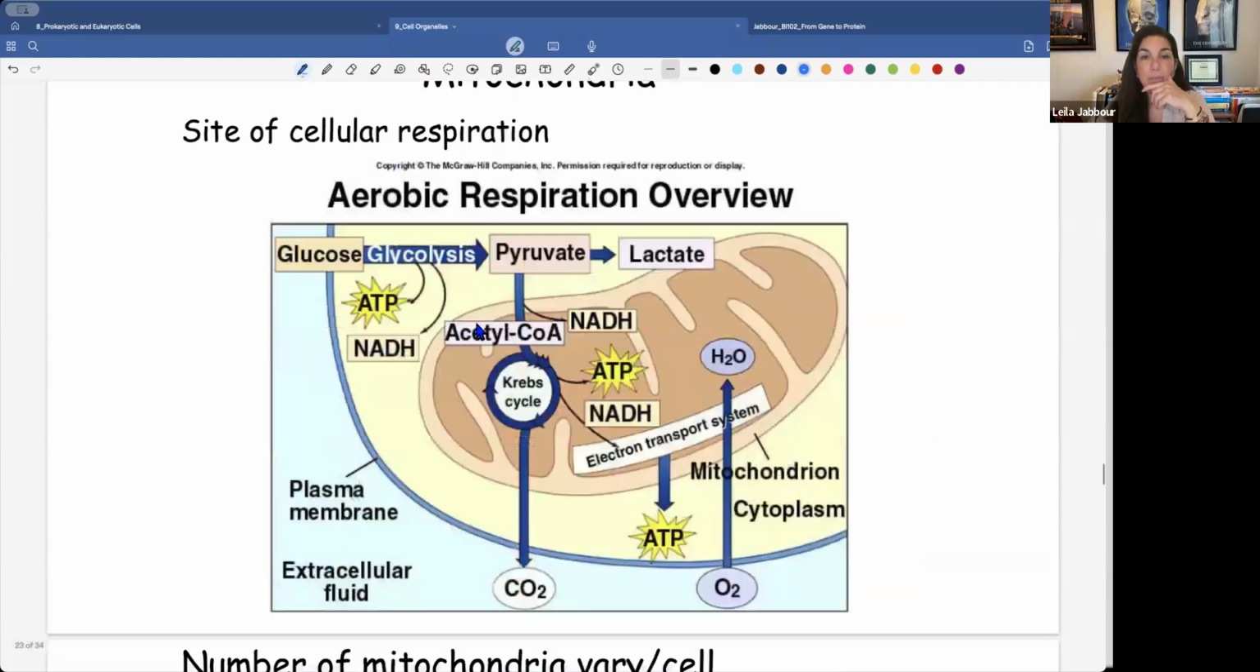So this is the site of cellular respiration. This usually gives PTSD to students because it's such a complicated process. Aerobic respiration, really the big picture: glucose in, water out, with the use of oxygen. So oxygen in, glucose in, what happens in the process? You end up exhaling CO2 gas. In the process, you produce some ATP. That's the goal, to produce a lot of ATP molecules.